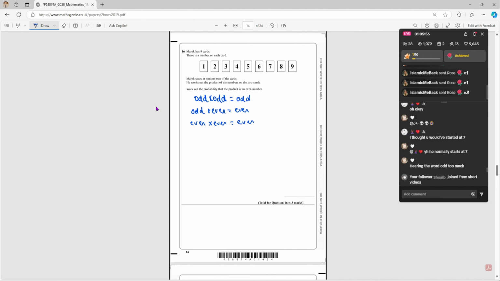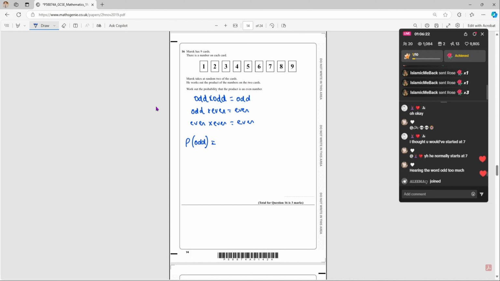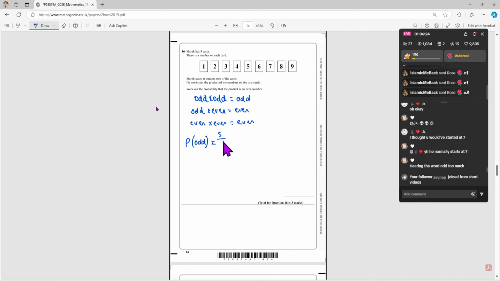Once you know that, we have to work out the probability that it is odd. It's going to be odd times odd. So we need to work out the number of odd numbers in our cards. We know there are 1, 2, 3, 4, 5 odd numbers. 5 over 9 is the probability to get an odd number.